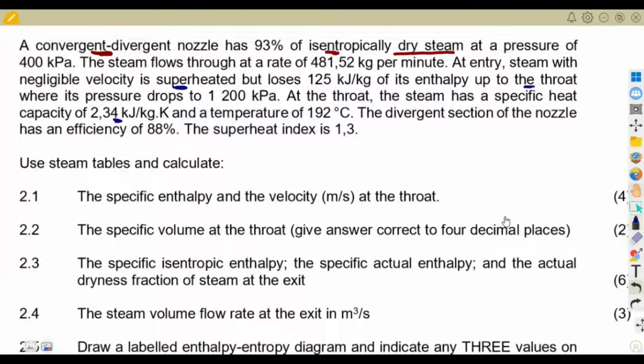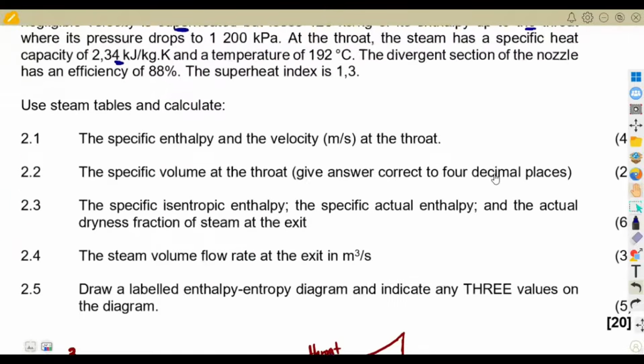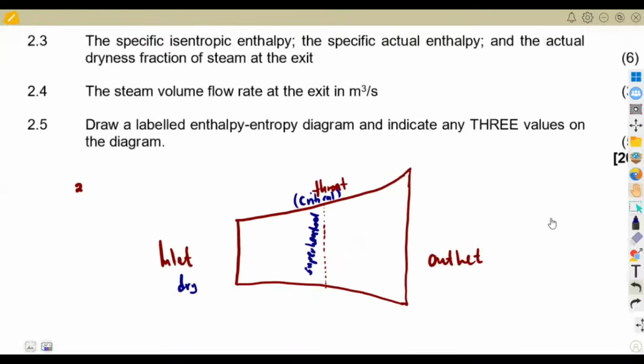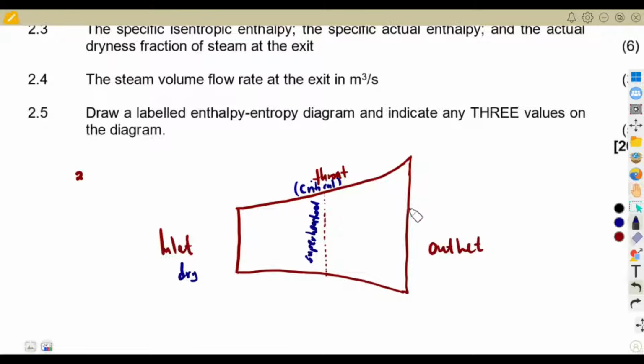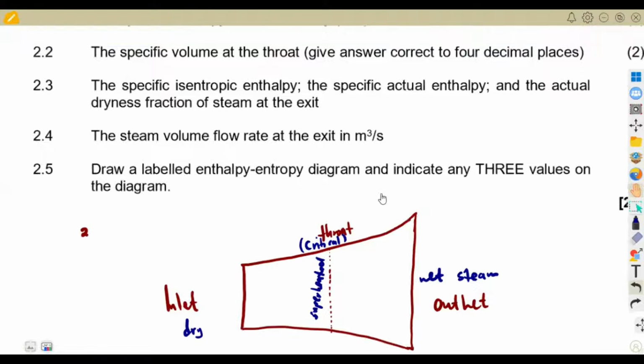But what is going to happen is that at the exit, we are going to have the wet steam. When it comes out here, it's going to be wet. So here we're going to have the wet steam. That is the idea that we have there.